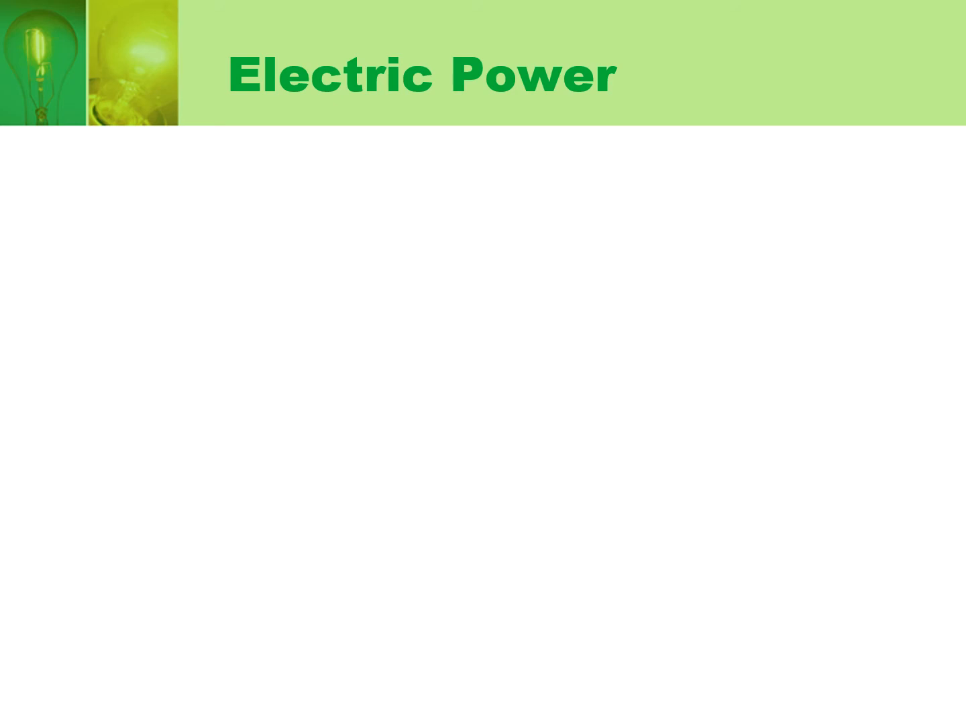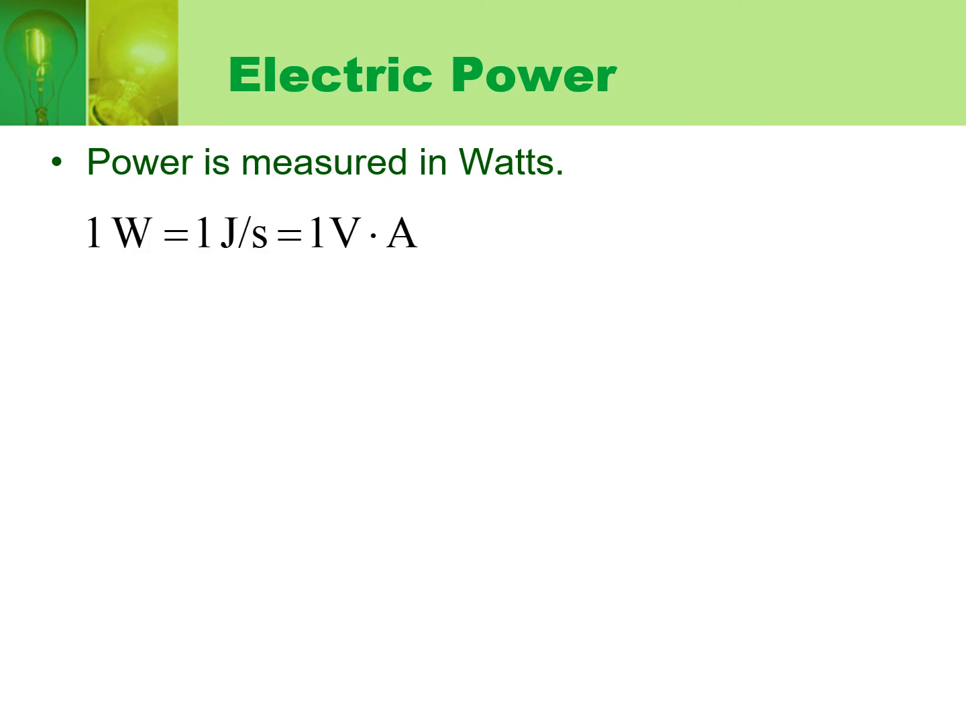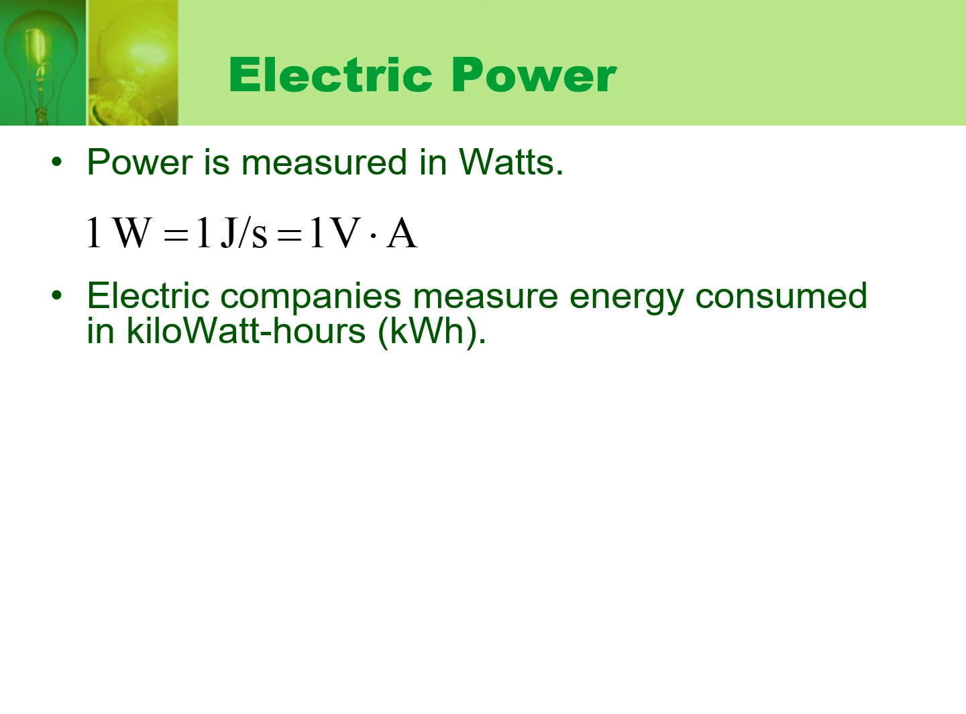Power is measured in a unit called a watt. 1 watt is 1 joule per second, so that also equals 1 volt times ampere. This is the same watt that we used in mechanics. Electrical companies don't measure energy in joules typically. They take a measurement of power, a kilowatt, and multiply it by a unit of time, an hour, and they refer to kilowatt hours.